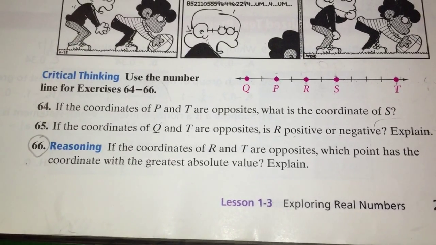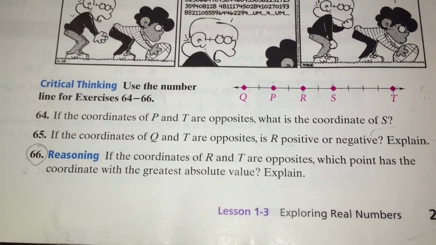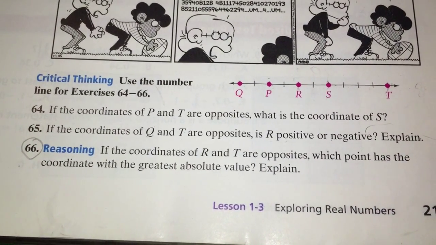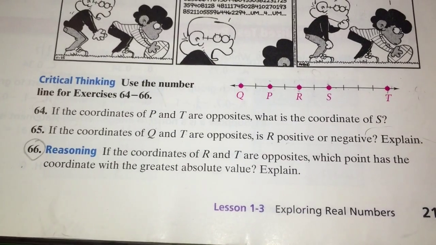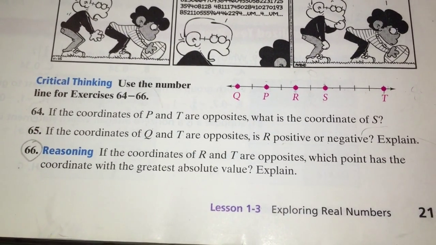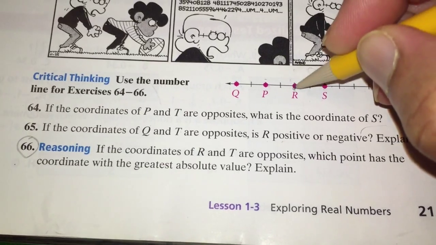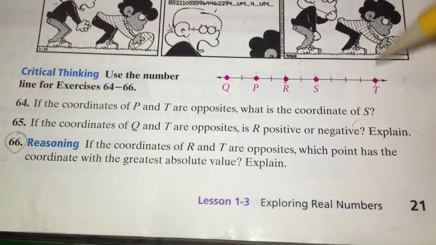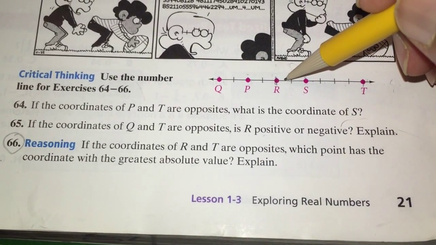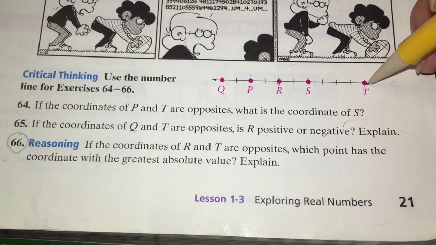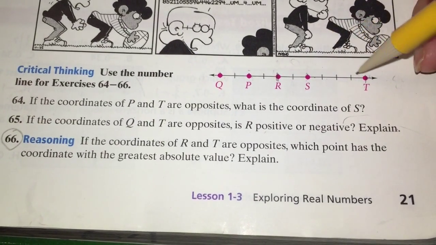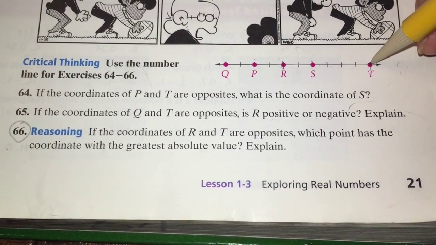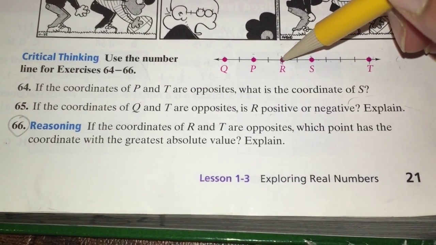So now look at question number 66. The question is, if the coordinates of R and T are opposites, which point has the coordinates with the greatest absolute value? Here, the points in the question are R and T, meaning R and T are the same distance from 0. When R and T are the same distance from 0, T can be positive and R can be negative.